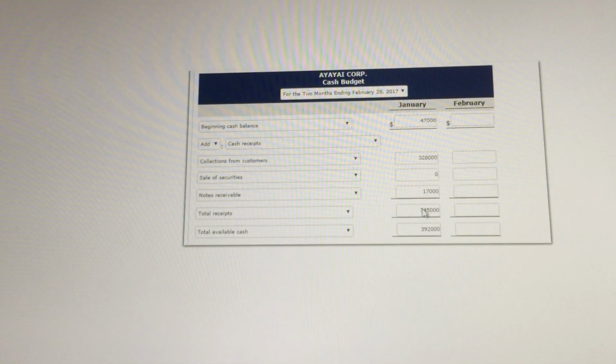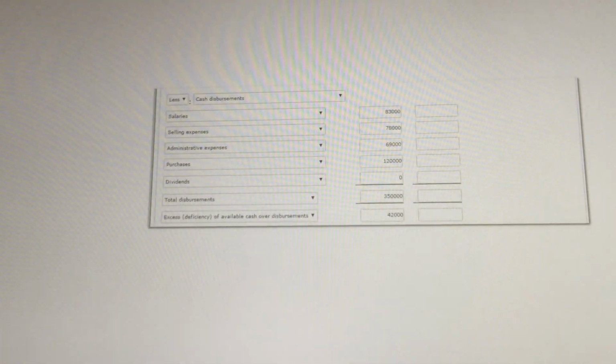That's why it's got a 0 for sale of securities, because it won't appear until next month. So I added those together and I got $345,000, and then I added the total receipts to the cash balance, and I got $392,000. Then I went ahead and did the cash disbursements, which you take away from the above amount.